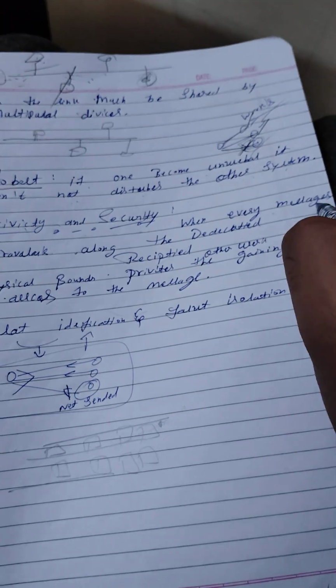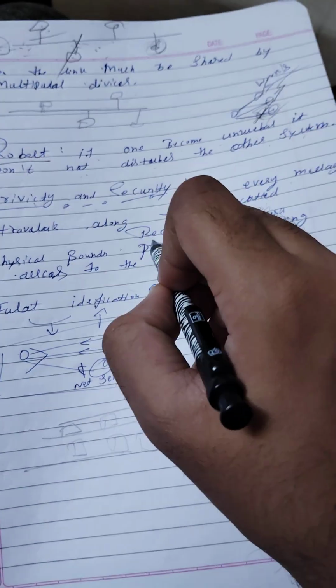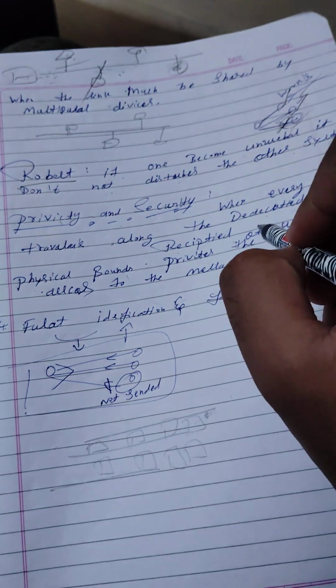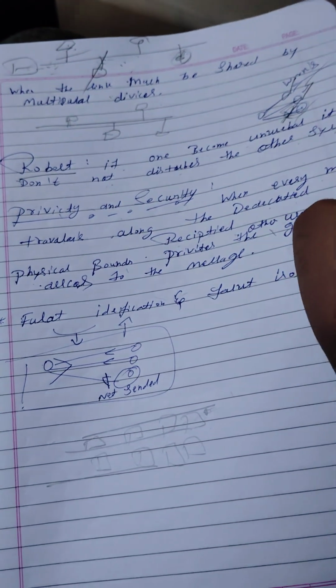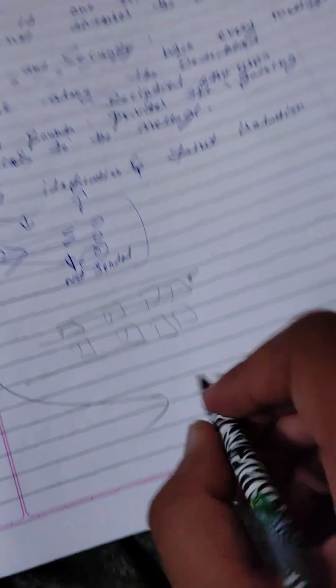Let's talk about privacy and security. When every message travels along a dedicated link, it is respected and only the intended user gets it, with no other user gaining access to the mesh topology. Let me explain this. Let me talk first about bus.